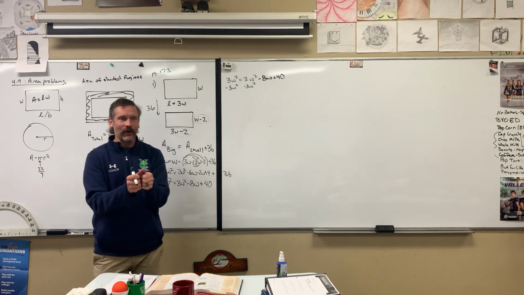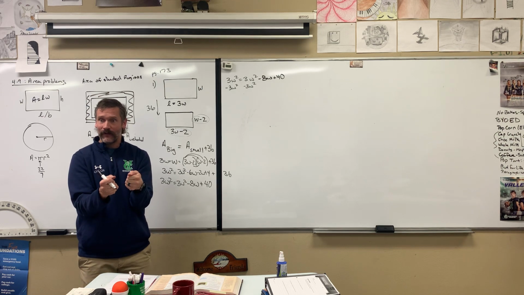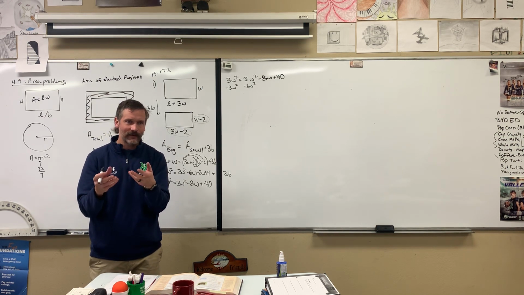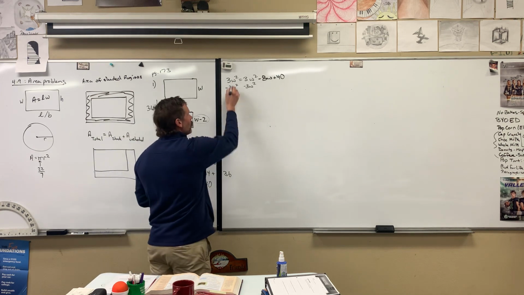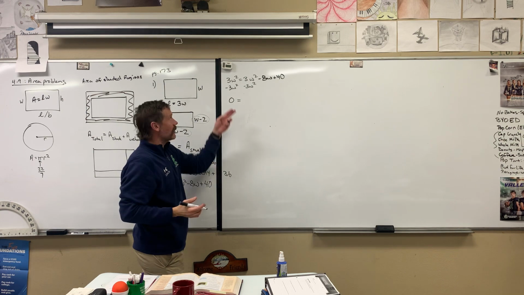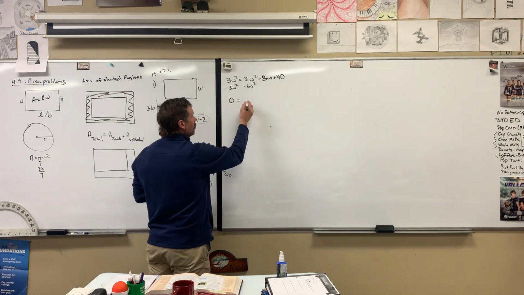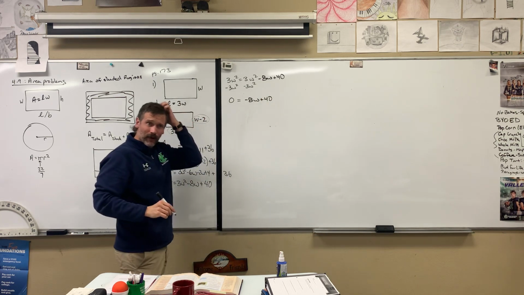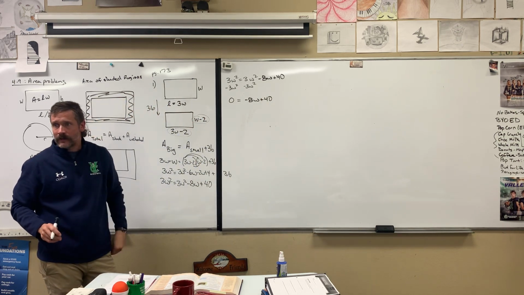All right, when you open up the wallet, what do we have? How many dollars? Nothing. What is nothing called? Zero. Very good. So we get uncomfortable, but get used to it. In lots of problems you're going to get a 0. That's okay. Then you have negative 8w plus 40. Next step. What would our next step be to solve?